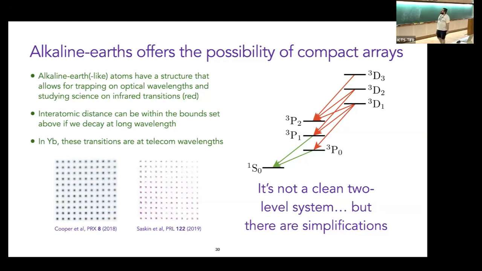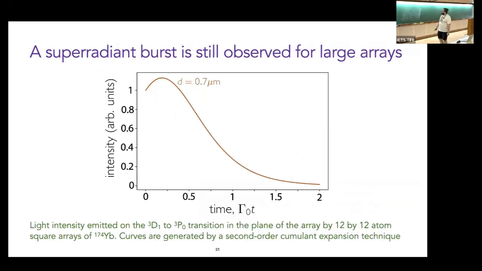And the other species we're going to consider is strontium, where these transitions range from about 2 microns to 3 microns. One detail is that obviously this is not a clean 2-level system anymore. There are simplifications that can be made, which if anyone cares, I can tell you about later, but I'm going to skip to the results where I've made those simplifications. And we can show here a 12 by 12 array of ytterbium emitted to a particular state.